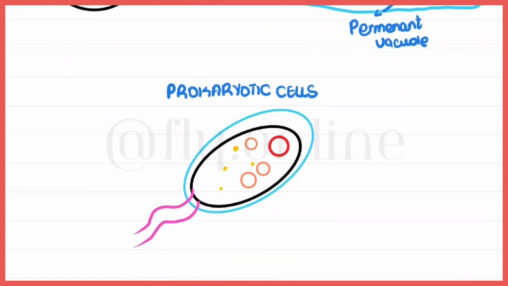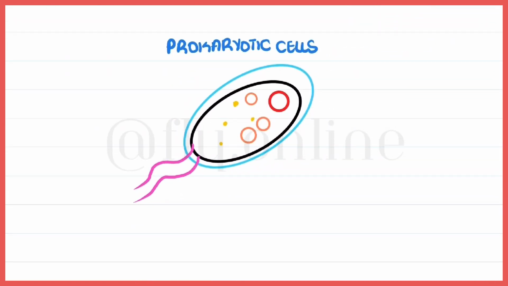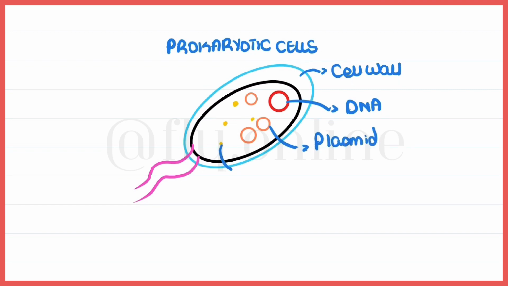Moving forward, we have our prokaryotic cell. Prokaryotic cells are found in unicellular organisms. It has a cell wall, a circular DNA, plasmids, ribosomes, cell membrane, and a flagella.